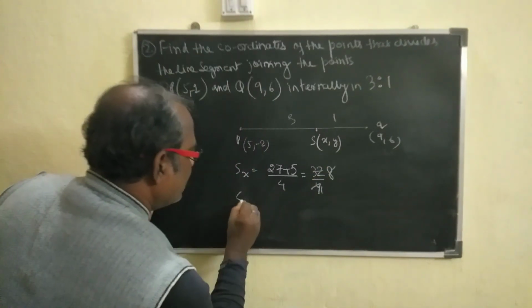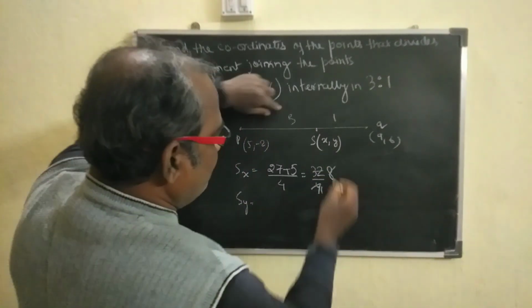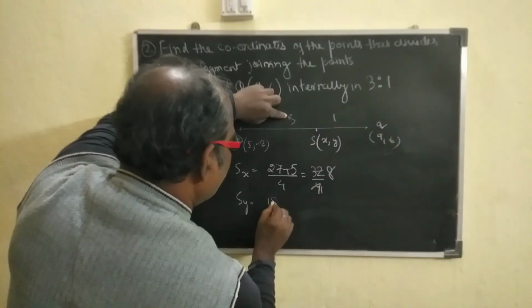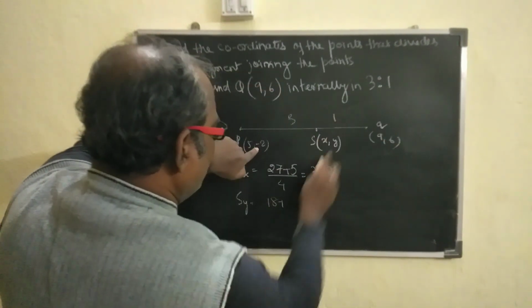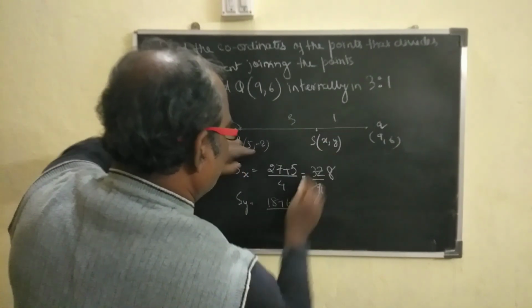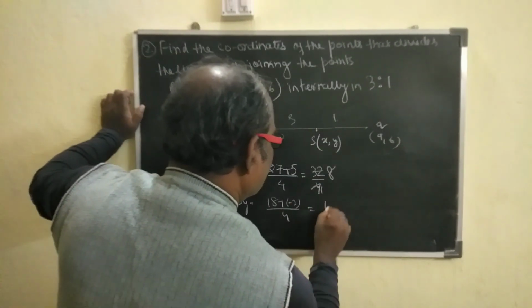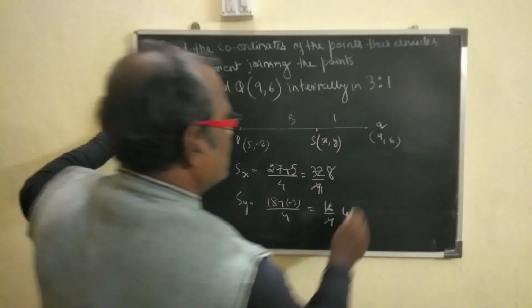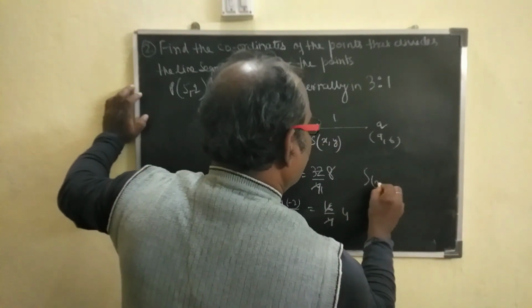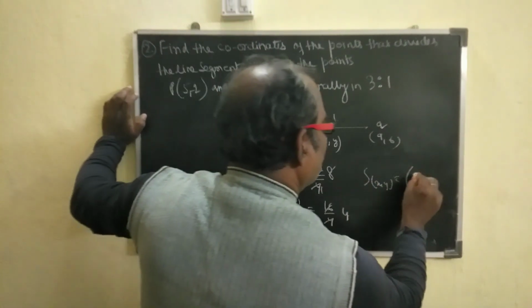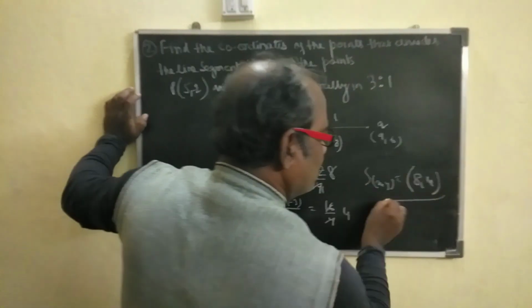which is 8. And y equals, when we are finding y, 3 into 6, that is 18, plus 1 into minus 2, that is minus 2, divided by 3 plus 1, that is 4, which equals 16 by 4, which equals 4. Therefore the point (x, y) is (8, 4).